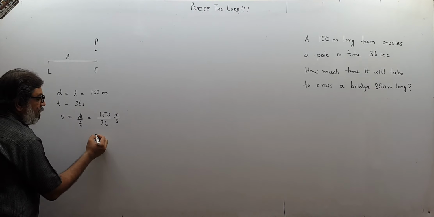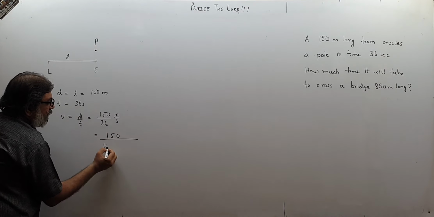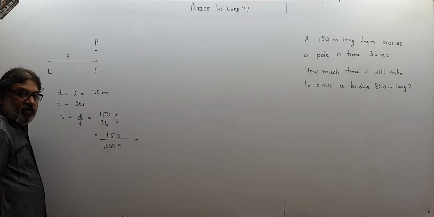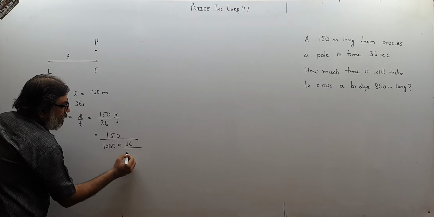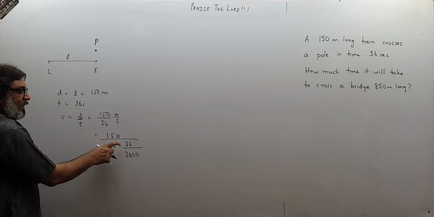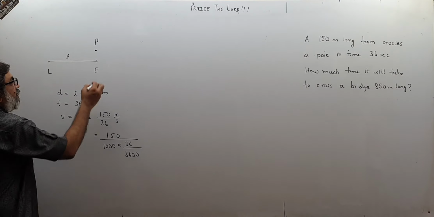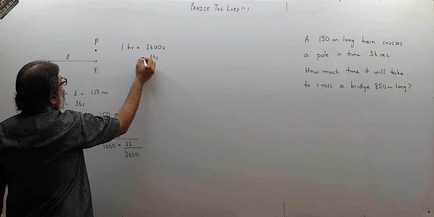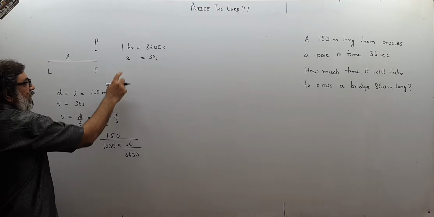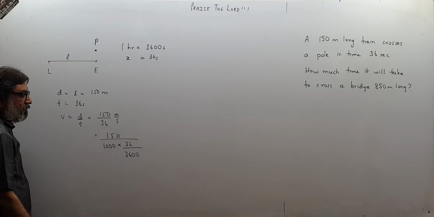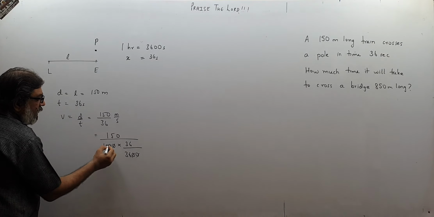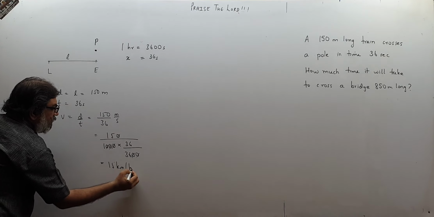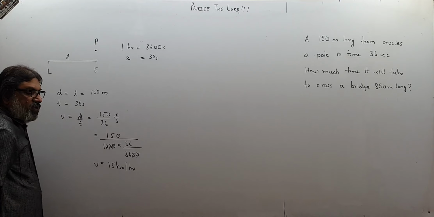Or what we can do is convert to kilometer per hour. This will be 150 divided by 1000 to convert it into kilometer, and this is 36 seconds. If I want to make it in hours, I have to divide by 3600. Please understand, seconds upon 3600 will be hours, because 1 hour is 3600 seconds. So 36 seconds will be how many hours? X hours. X will be 36 upon 3600. So this becomes 15 km per hour. That is the speed of the train, 15 km per hour.